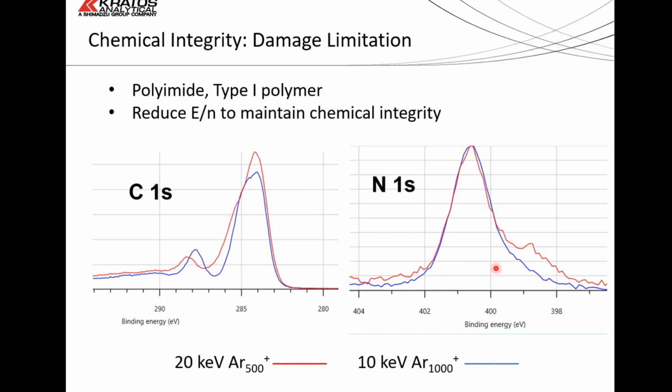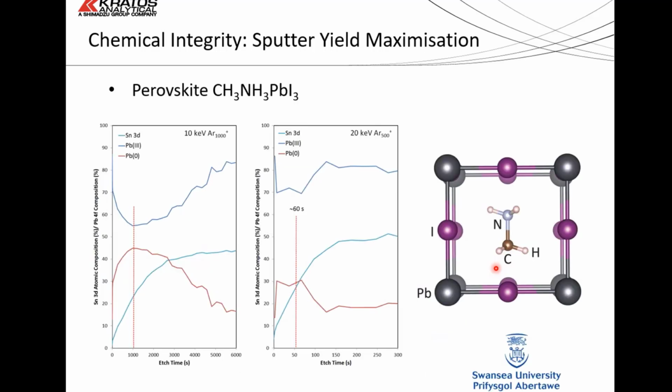So that's the case where we've had to work to minimize our damage by decreasing the energy and increasing the cluster size. Now we have another example where the opposite is true. This is some data we obtained using samples donated to us by James McGettrick at Swansea University. He's interested in these perovskite solar active materials, and naturally we were interested in depth profiling them with the cluster beam, so we did just that.